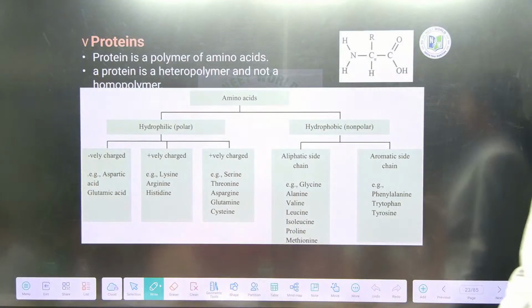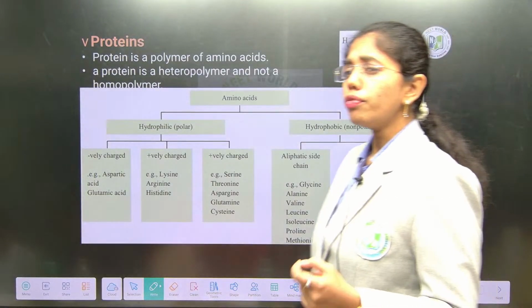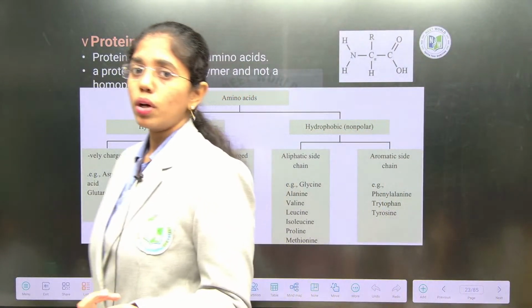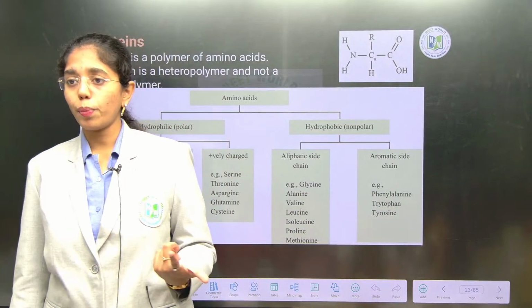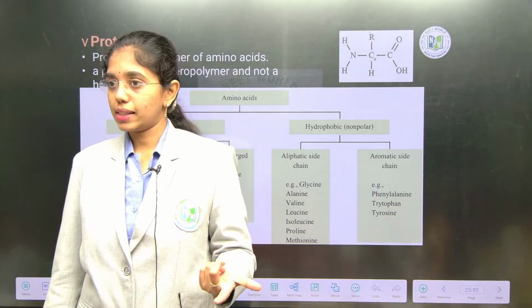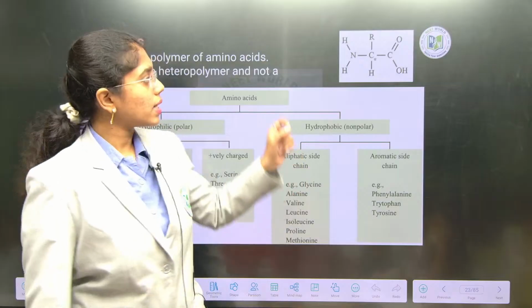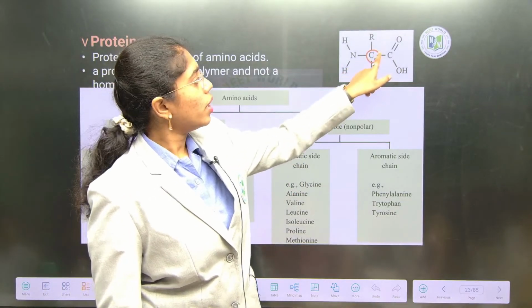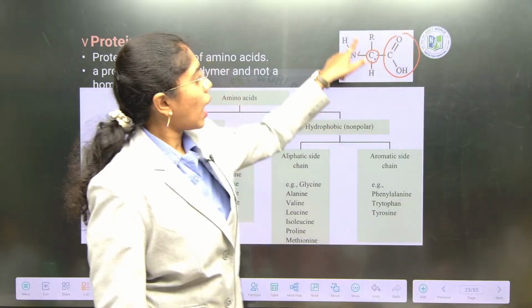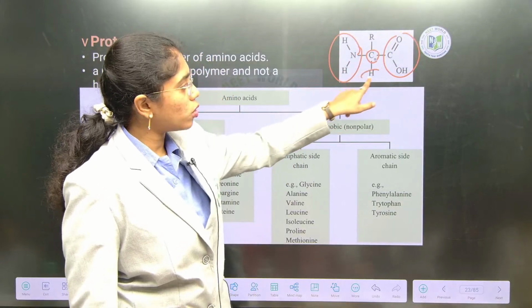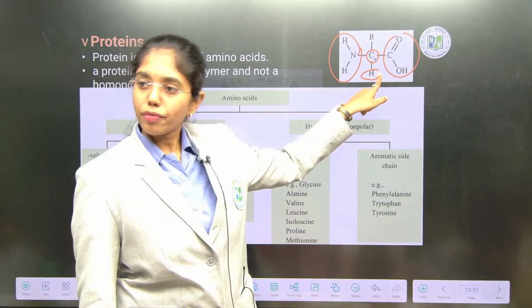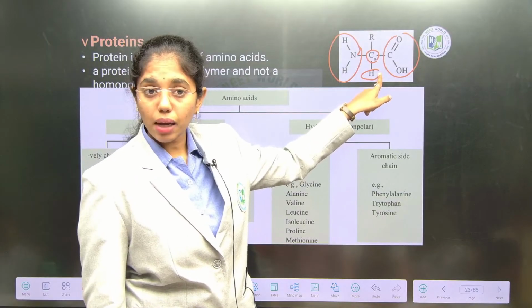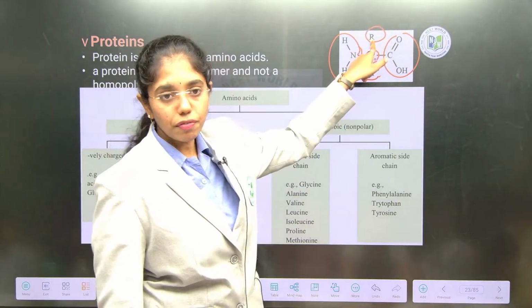And then about proteins. Proteins, do you find any homopolymers? No, there is no possibility. It is a heteropolymer of what? Amino acids. Because each amino acid will have an alpha carbon at the center, to which carboxyl group is present, amino group is present, hydrogen is present. This is common for all the amino acids. The difference comes from R group, which is the functional group.